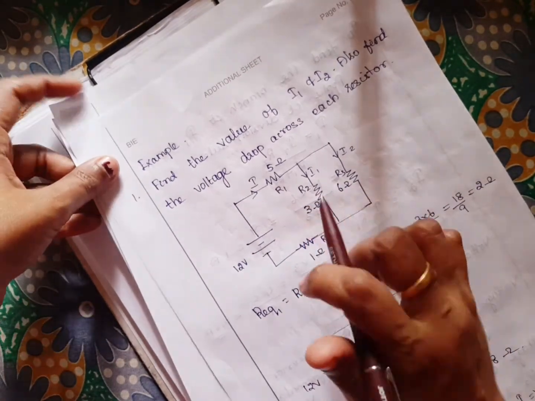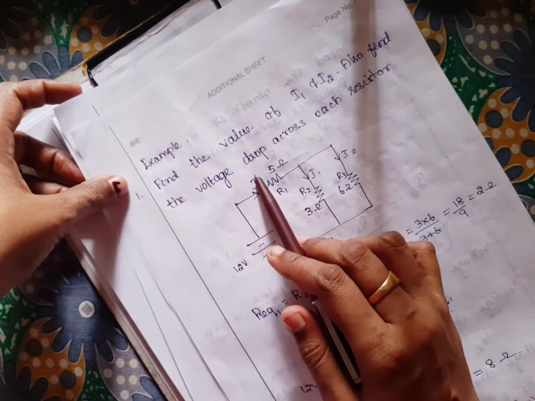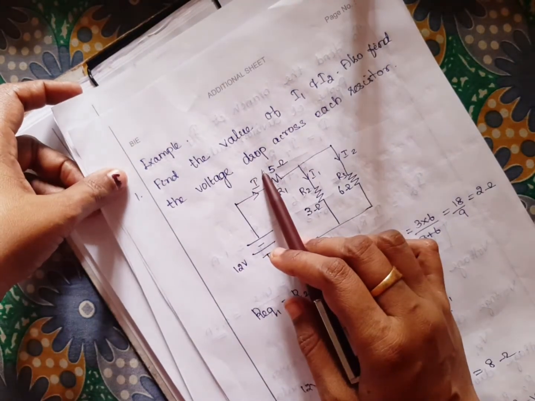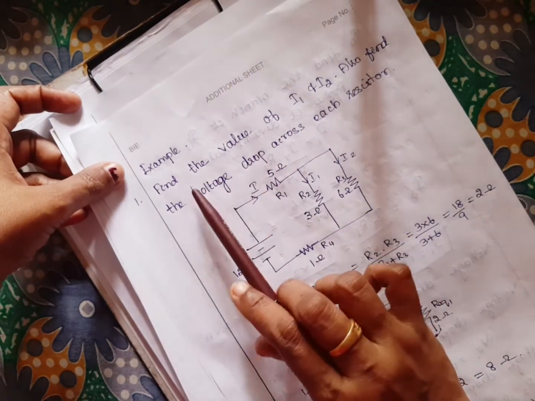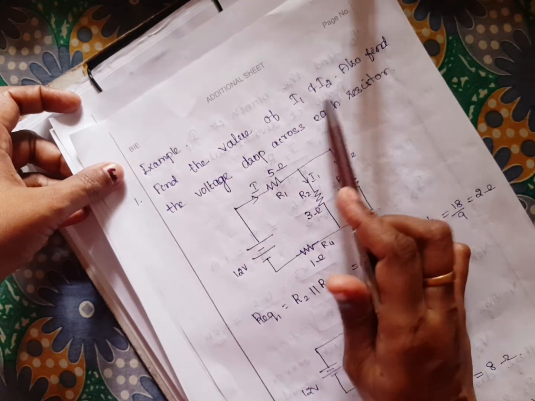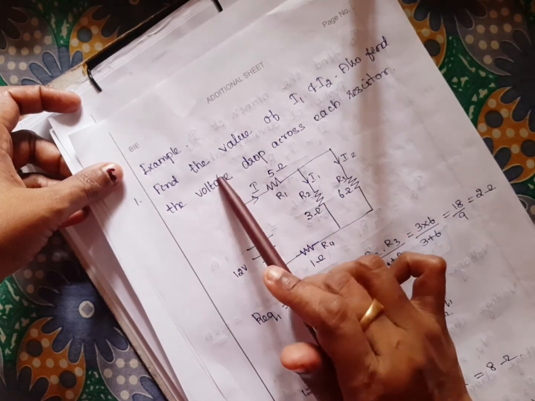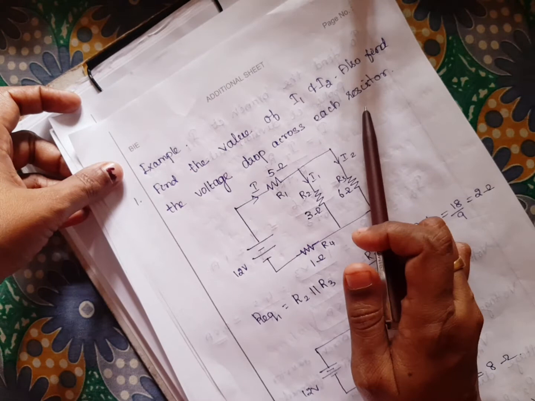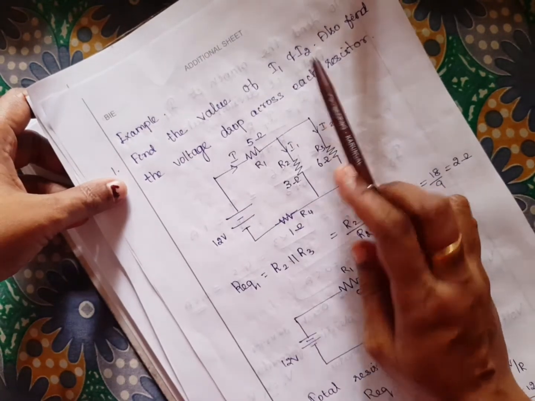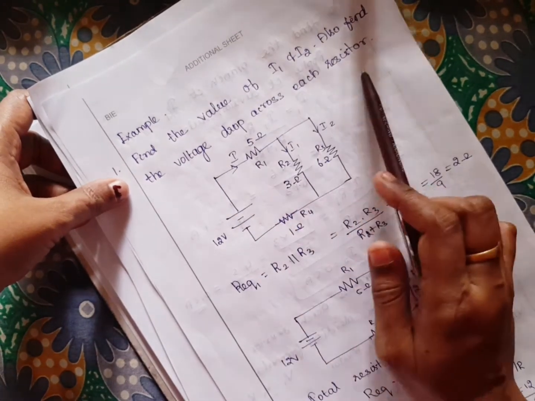So now we can see one problem in current division rule and voltage division technique. Okay, so here see the problem. Find the value of I1 and I2. Also find the voltage drop across each resistor.